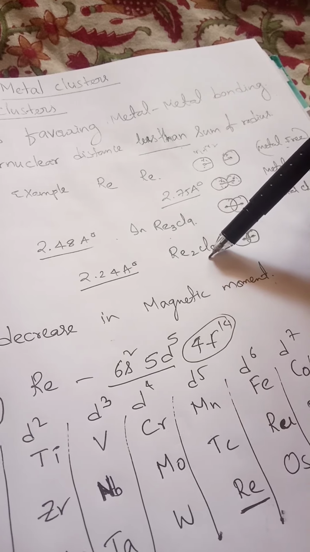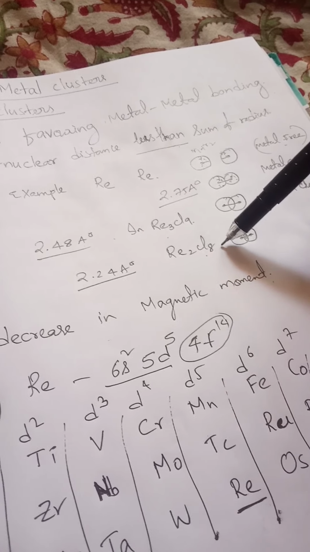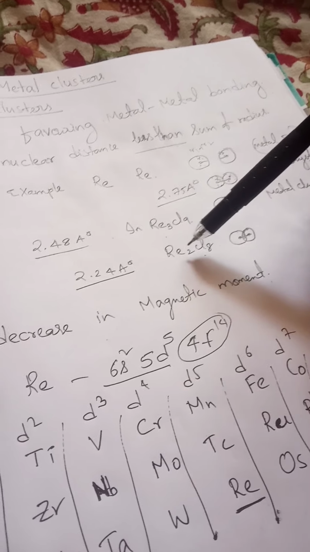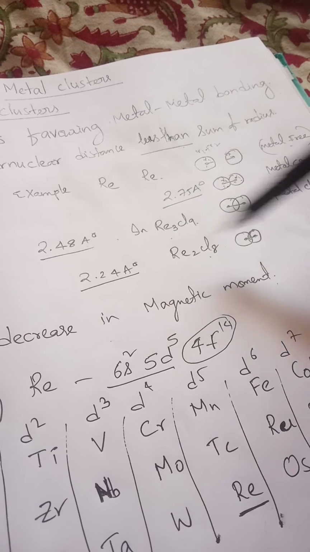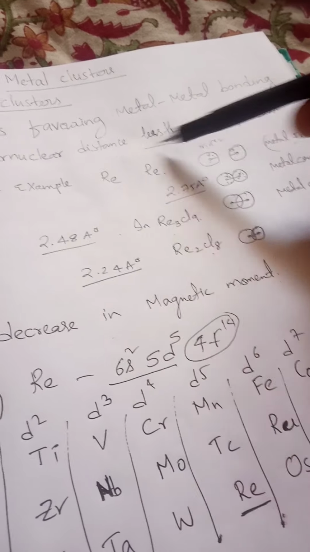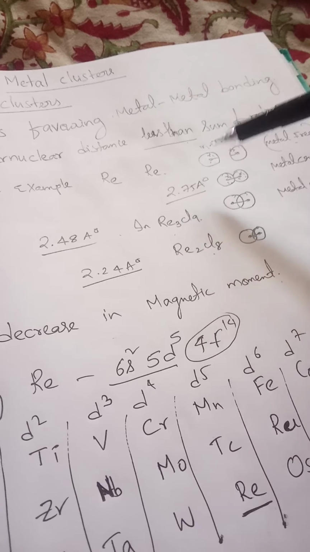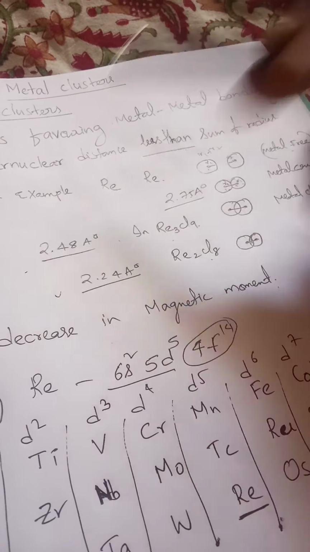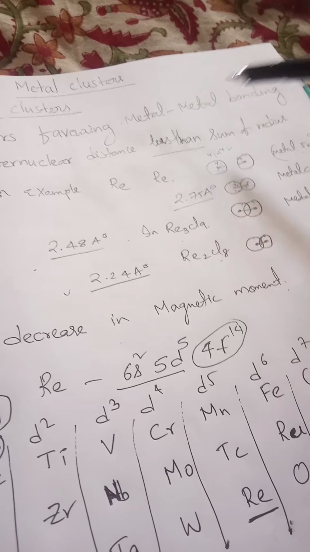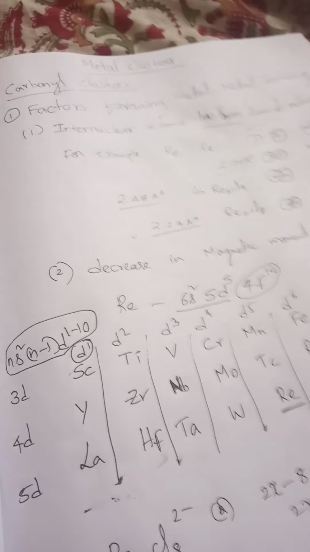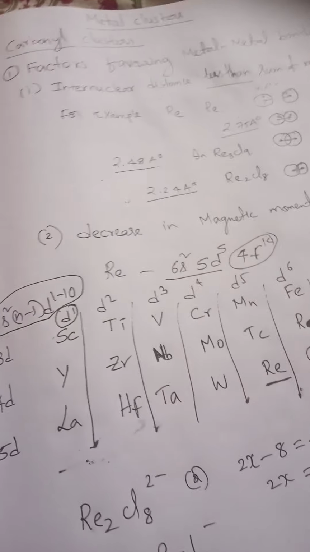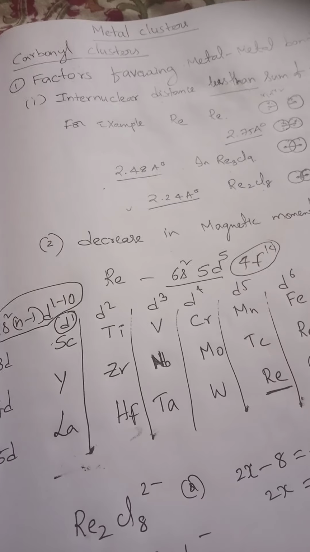The second example is Re2Cl8, which is the octachlorodirhenate(III) ion, 2-. In this case the internuclear distance is 2.24, but the sum of the radii is 2.75. So this is a second example giving evidence that the internuclear distance is less than the sum of the radii. The next one is the decrease in magnetic moment. So how can we explain the decrease in magnetic moment?